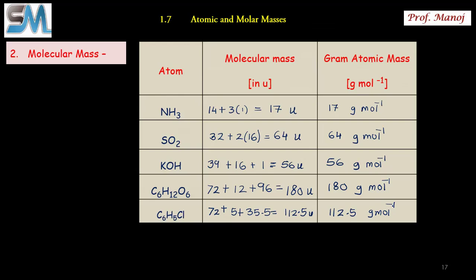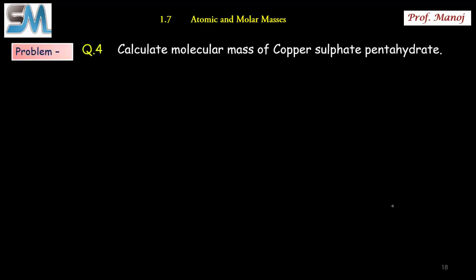I hope the practice is good. Let us do some other type of problems. These are your MHT-CET level questions and see if you can answer them. First, calculate the molecular mass of copper sulfate pentahydrate. First of all, what are we looking at? Which molecule is it? It is CuSO4 dot 5H2O. So we need to take the atomic masses of all these elements.